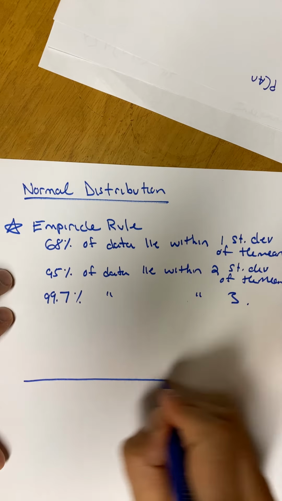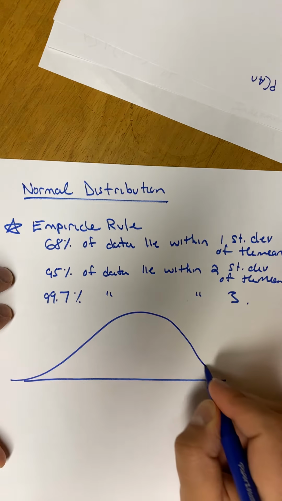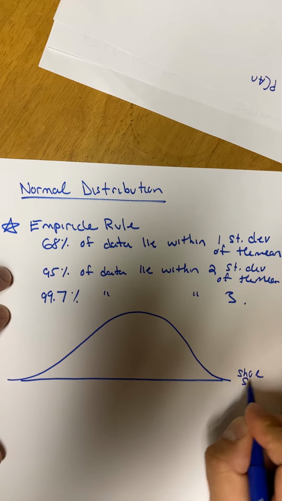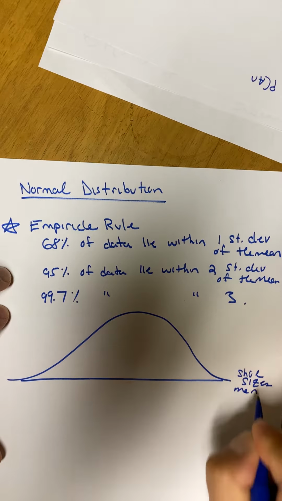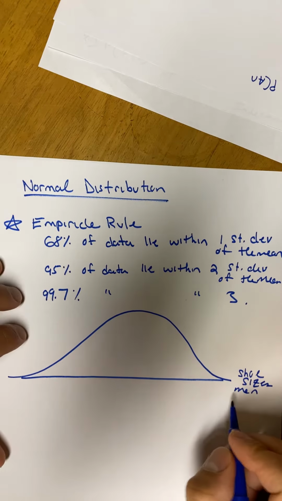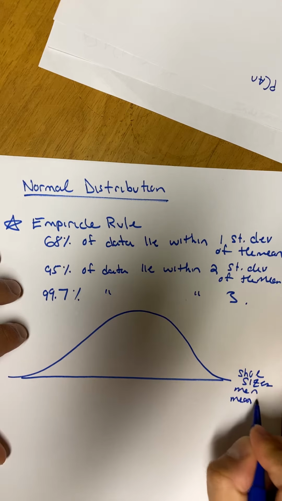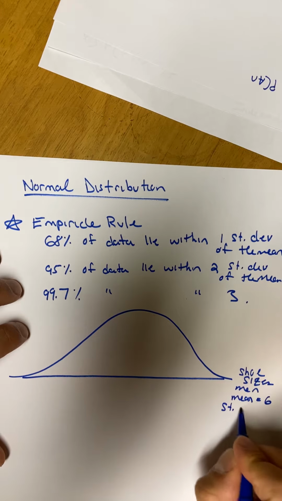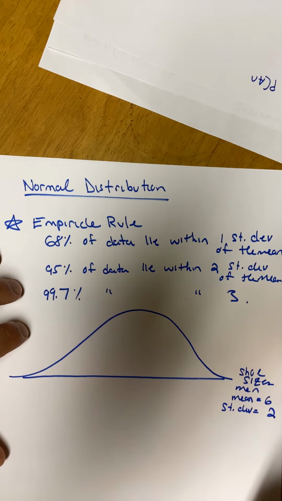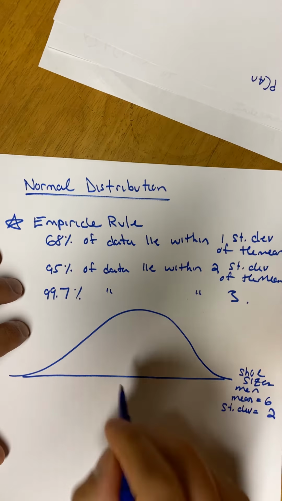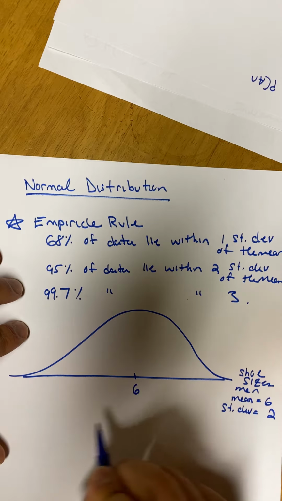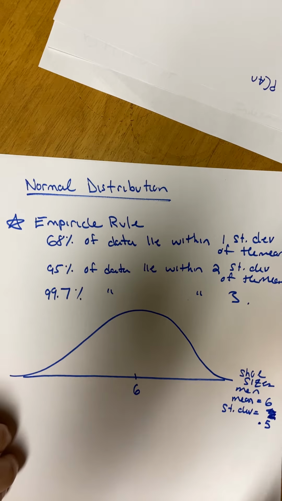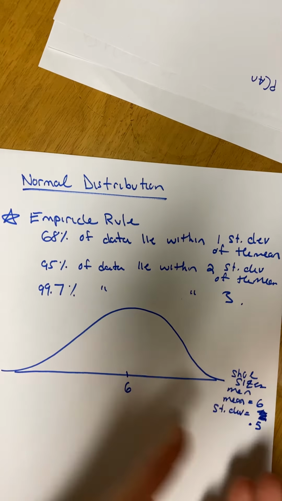So for example, if I have a normal distribution where these are, let's say, shoe sizes for men, and let's say the mean is, whatever, 6, and the standard deviation is 2. So here's 6. Now, 2's a little too much. Let's say 0.5. So the average shoe size is 6, and then it's give or take 0.5.